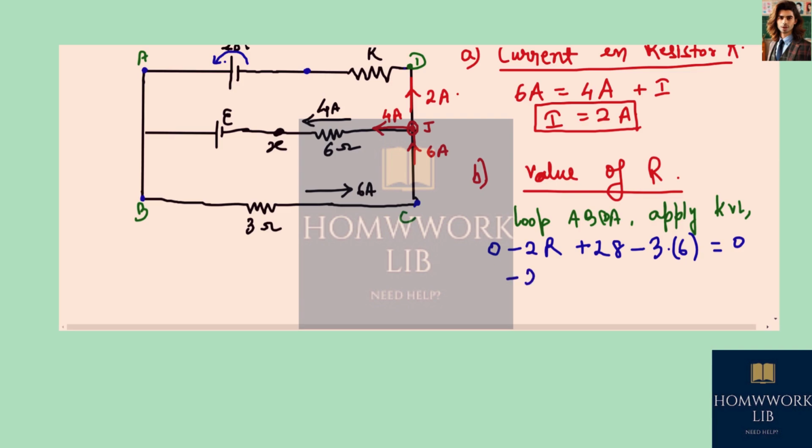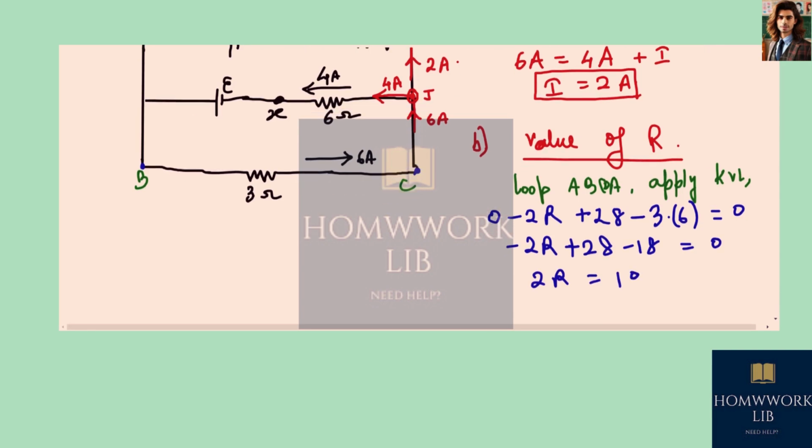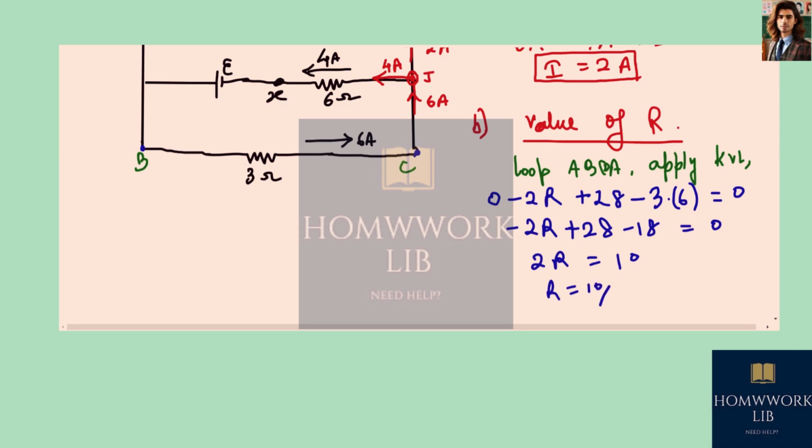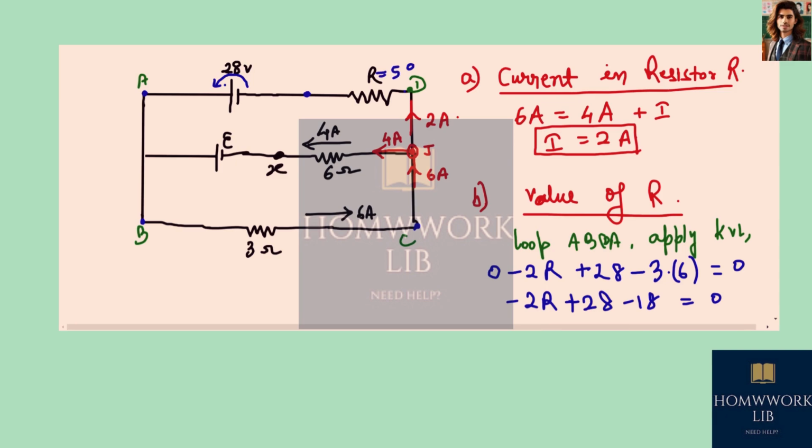So we get minus 2R plus 28 minus 18, and that is 0. So from here we get the value of R as 28 minus 18, that will be 10. So R will be 10 by 2. So we have figured out the value of the unknown resistance R, which is 5 ohm. So let us mention here R as 5 ohm.